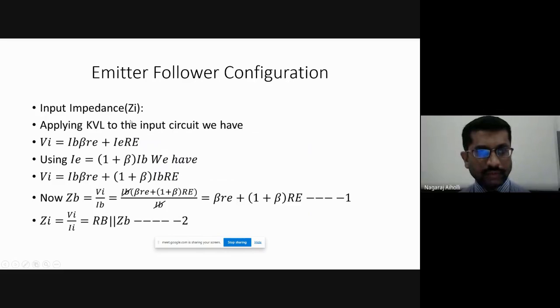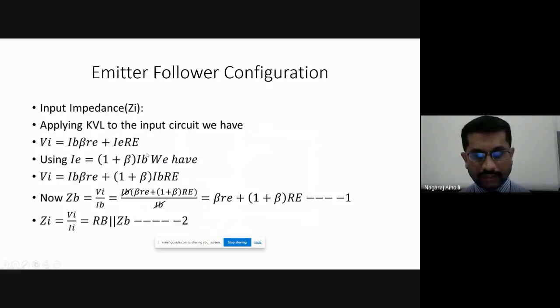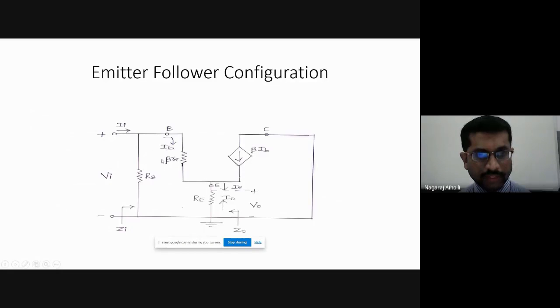Let us find the value of the input impedance Zi. If we apply KVL to this input circuit, Vi is given by, what is the voltage at the input? Vi is nothing but the voltage from the base terminal to ground. That is our input voltage. It is IB into beta re plus V naught. What is V naught? IE into RE. So Vi is equal to IB into beta re plus V naught. Apply KVL.